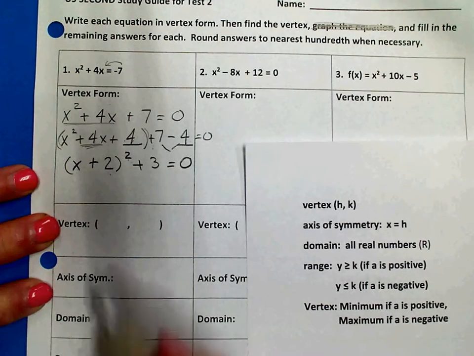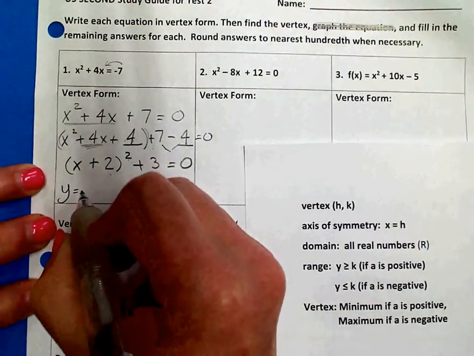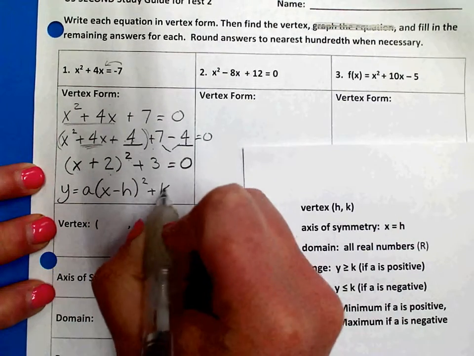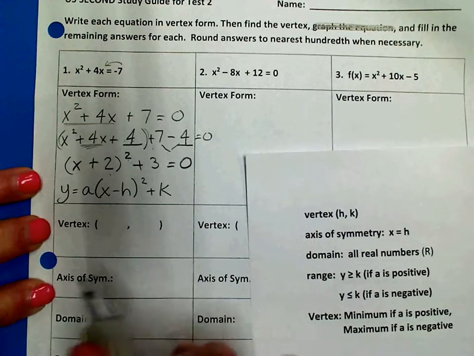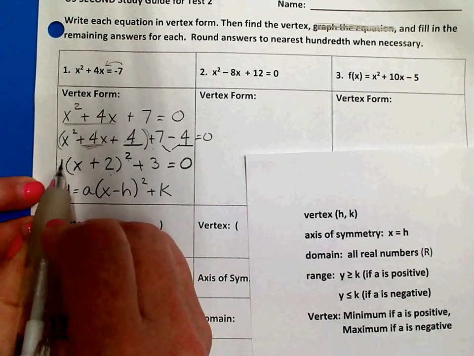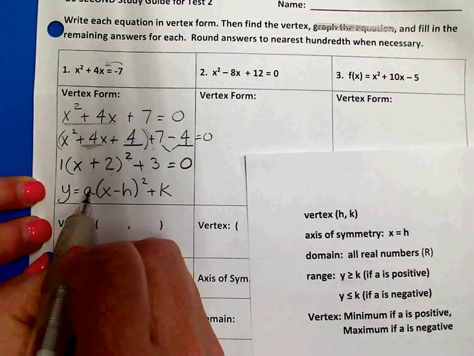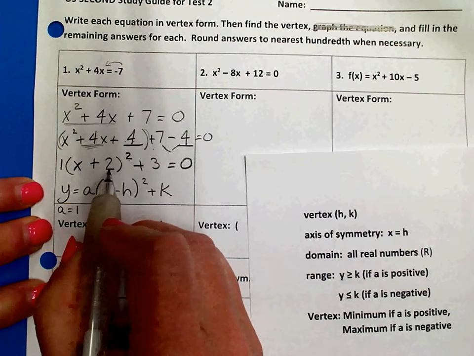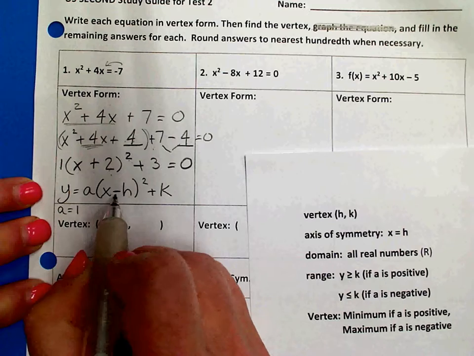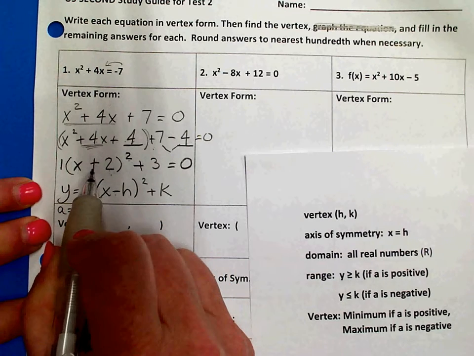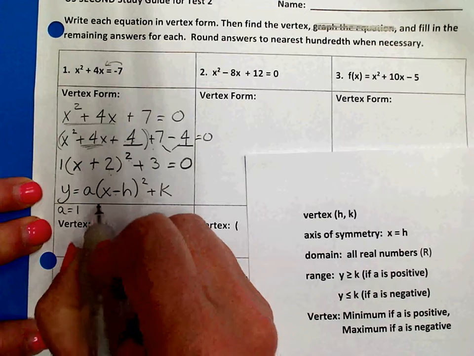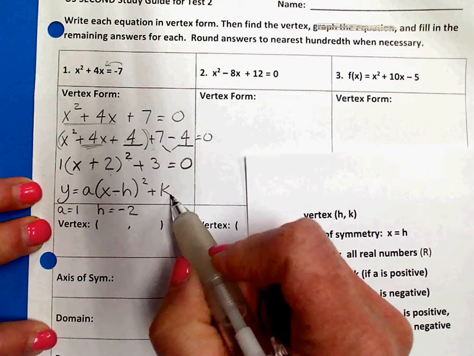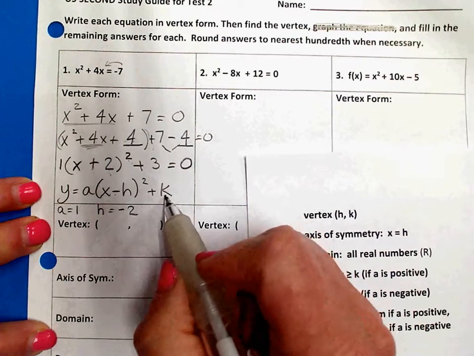Vertex form looks like this. y is equal to a times x minus h squared plus k. So now I know that a is the number in front of the parentheses, so a is an understood 1. H is this number right here. Since the formula has the minus sign, h actually gets the opposite sign. It looks like h is positive 2. My h value is negative 2. K has a plus in front of it, so this one does not get a sign change. K is positive 3.